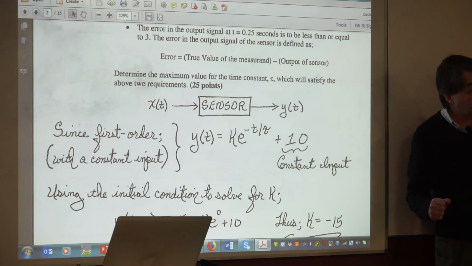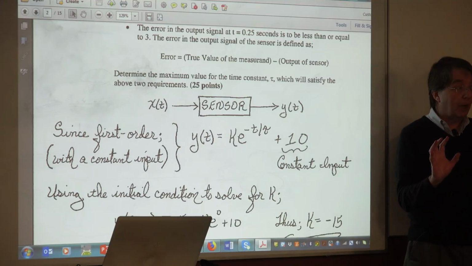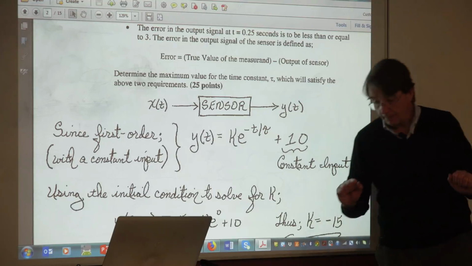So notice the first thing we had to do was to get the equation for this system. And it all started by knowing it was first order with a constant input. Let me pause. That's the first part of the problem. How am I doing? All right.